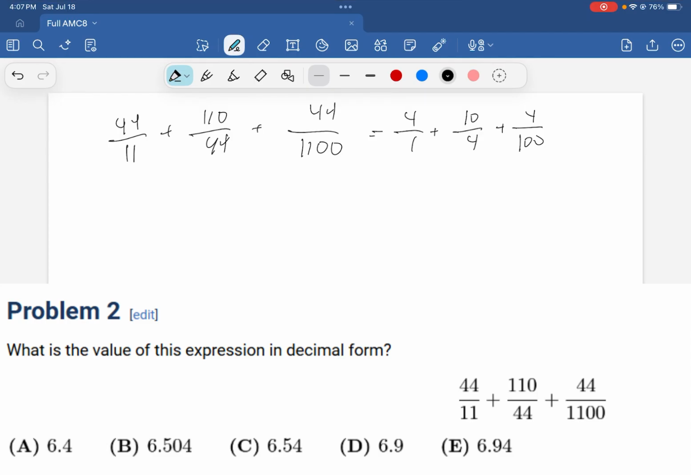And they want decimal form, so this becomes 4 plus 10 over 4, which is 2.5, plus 0.04. And this becomes 6.5, and this becomes 6.54. So the answer is C.